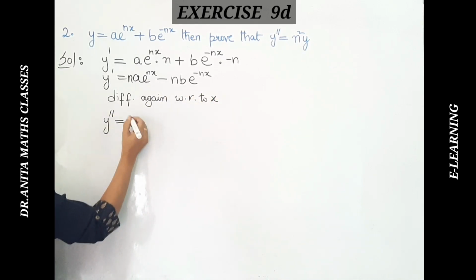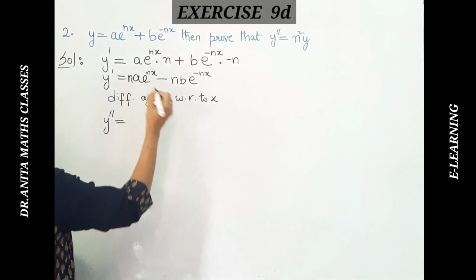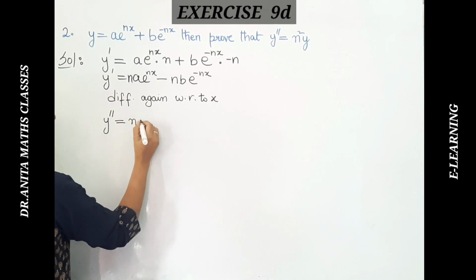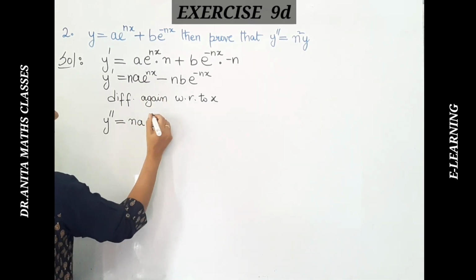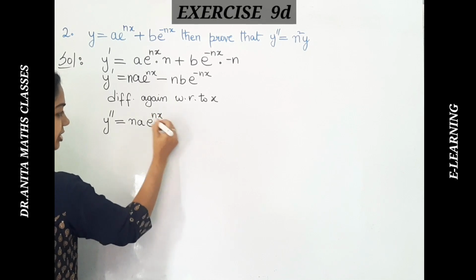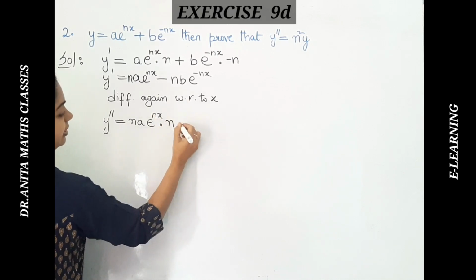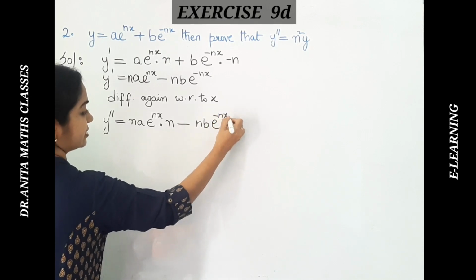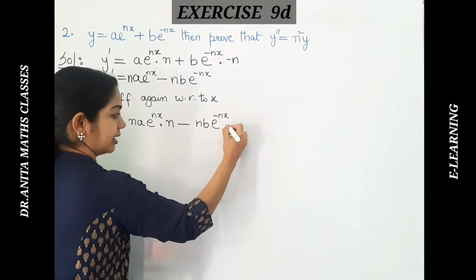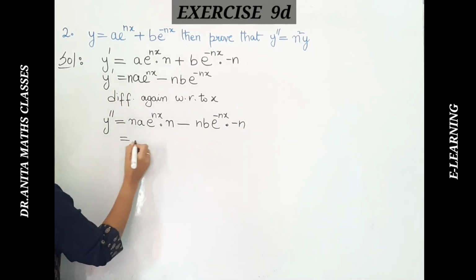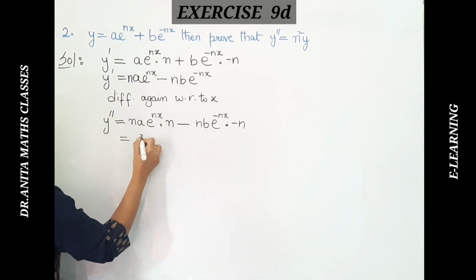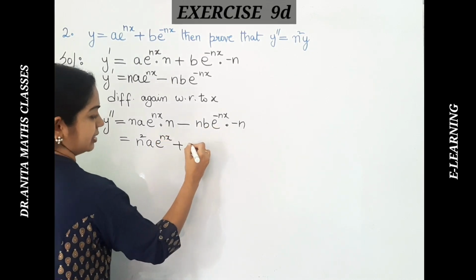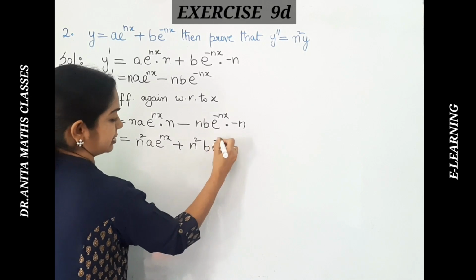So the second derivative y'' is equal to n and a, I can take it out. Again, n is a constant, a is a constant, so n a I can take out. The derivative of e^(nx) is e^(nx). Again for the chain rule, nx gives n. The negative is there, n b I can take out. The derivative of e raised to the power of minus nx is e raised to the power of minus nx. Again the chain rule gives minus n. So this becomes n into n, n square a e^(nx), minus minus plus n square b e^(minus nx).